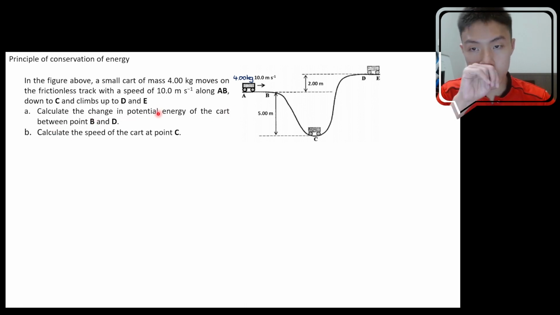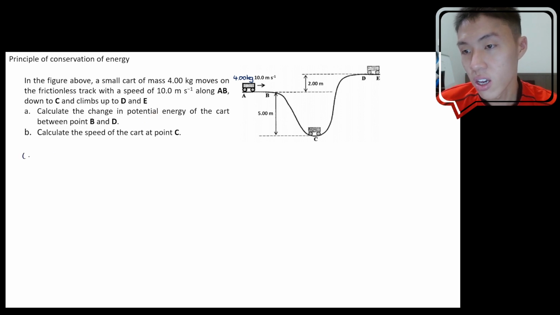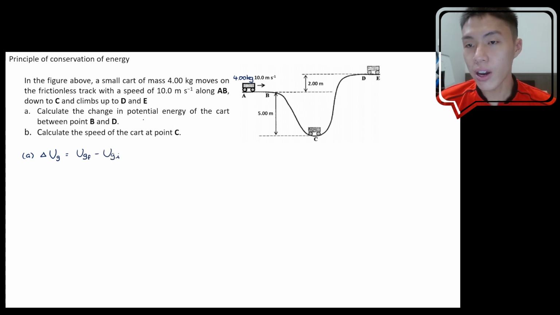Okay, so I believe this potential energy here is the gravitational potential energy, and you're asked to find the change in this gravitational potential energy. So change, you represent it with this delta. So this is potential energy, to be more specific, gravitational potential energy. And because its change is always final minus initial.